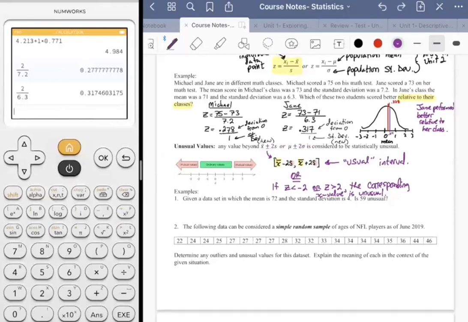All right. But I'll take you through them both. First example, given a data set in which the mean is 72 and the standard deviation is 4, is 59 unusual? All right. So we just got to be careful, again, because when you hear words like unusual, sometimes it makes you think that they're asking for your opinion, and they're not. They're asking for the appropriate computation. So you just got to be careful.